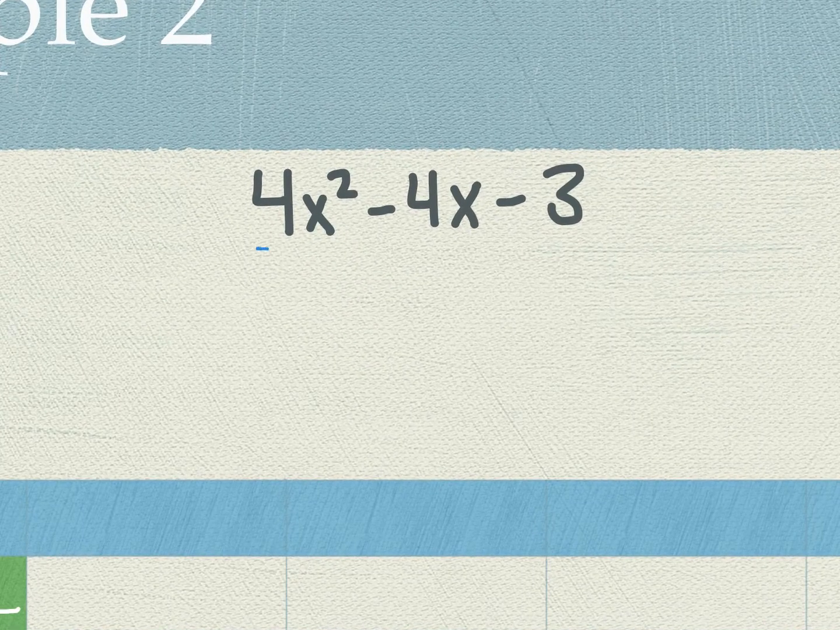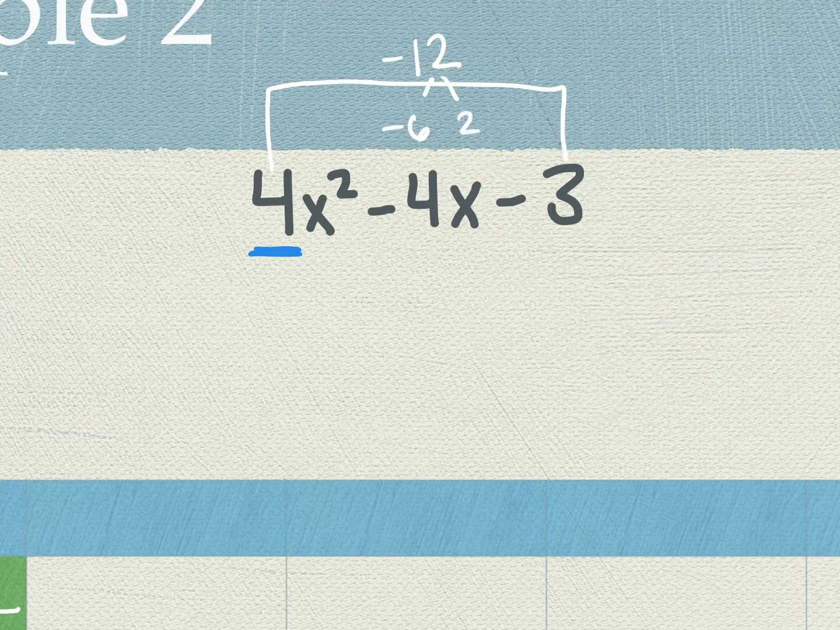So we start with a number that's not 1. Do I have a greatest common factor that I could take out? Is everything here divisible by 4? No. So what I have to do is start by multiplying the first and the last. So what's 4 times negative 3? Negative 12. And what are 2 factors of negative 12 that add to negative 4? Negative 6 and 2. Perfect. That works. Because they multiply to negative 12 and add to negative 4.